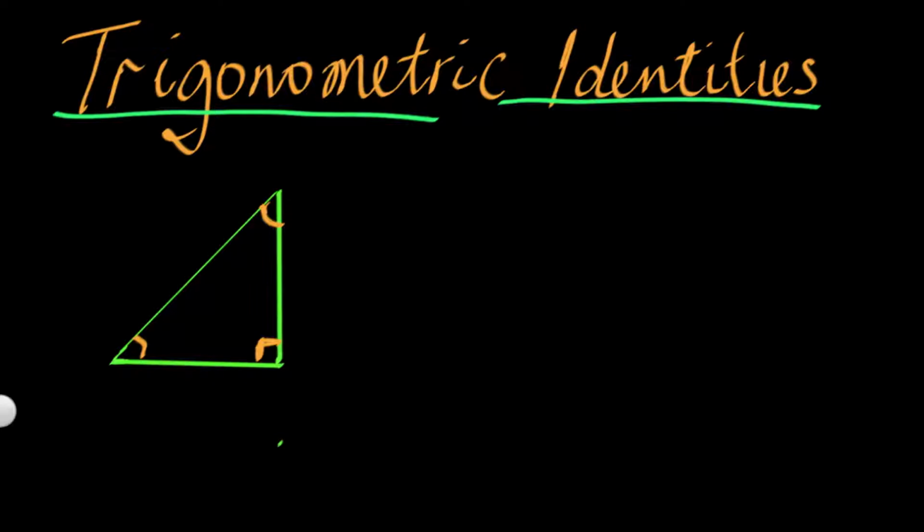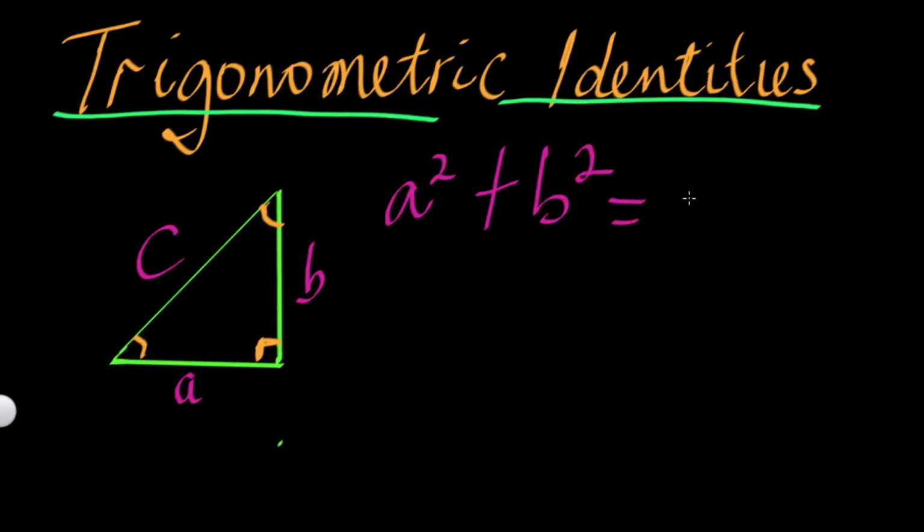Trigonometry is the mathematics of triangles. If I draw a triangle and I call this side A and this side B and this side C, I am allowed to say A squared plus B squared is equal to C squared. I can say this using Pythagoras' theorem.